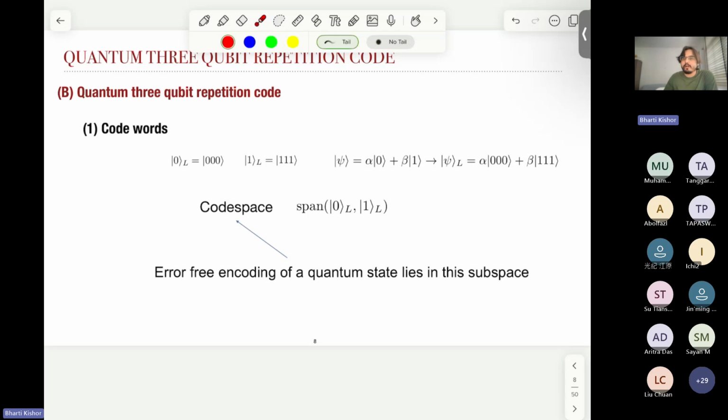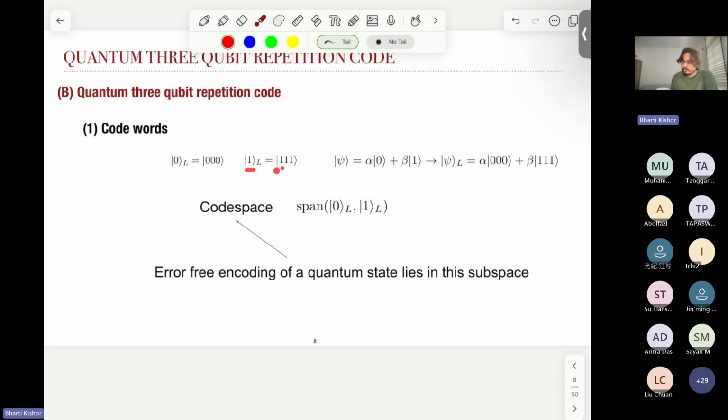Now we will talk about the quantum part. We talked about the classical 3-bit repetition code. Now we will talk about the quantum 3-bit repetition code. That's the natural quantum analog of the classical 3-bit repetition code. So again, it's the same as before, nothing fancy happening. The 0 logical is basically 000.